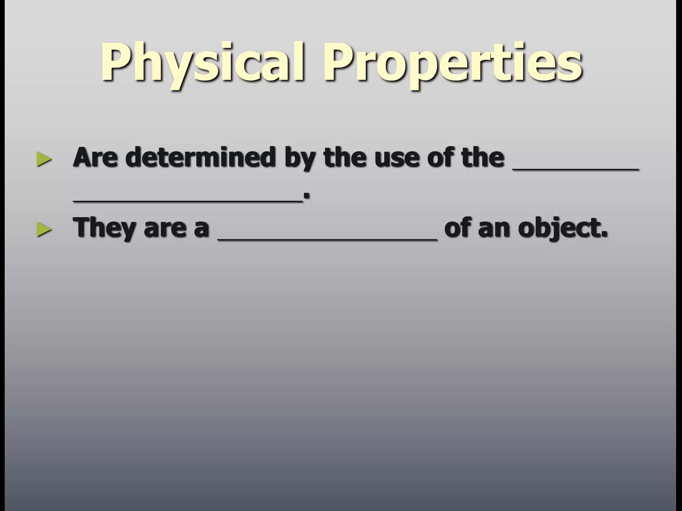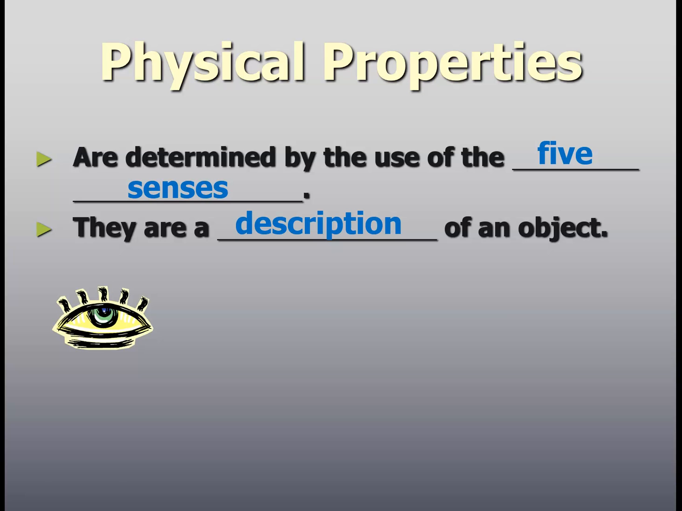But then we have two different types of properties. We have what is called a physical property, and then we have a chemical property. Physical properties are determined by the use of the 5 senses. They are a description of an object. So what are your 5 senses?